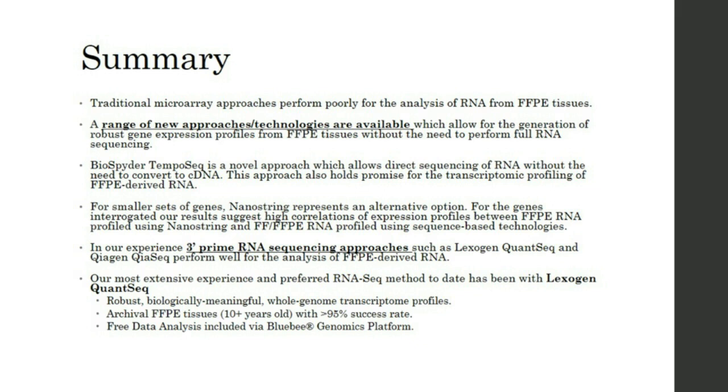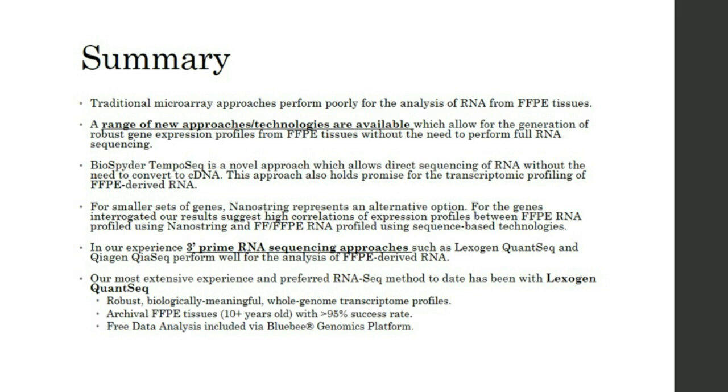We've talked about NanoString as a potential option for smaller groups of genes. It's not available in a whole genome approach, but for smaller groups of genes, it appears to be a suitable way to analyze FFPE tissues. In our experience, however, the 3' RNA sequencing approaches, such as the Lexogen QuantSeq and the QIAGEN QIAseq, perform very well for the FFPE-derived RNA. Our most extensive experience to date has been with Lexogen QuantSeq, and it's our preferred method to date.